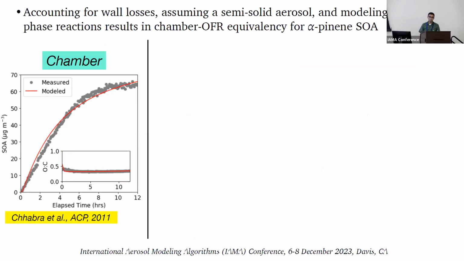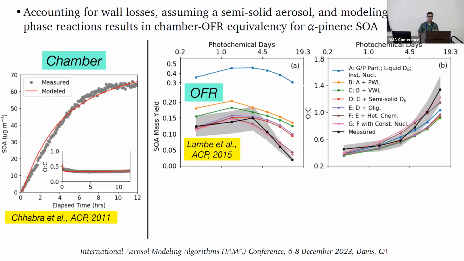So we first take some chamber data for alpha-pinene photooxidation, and we use the SOM-Thomas model to develop parameters that can reproduce both the SOA mass concentration and the O2C data in a chamber. Okay, we then take those same parameters and try and predict the SOA mass yields in a flow tube as a function of photochemical age. So what you see here are some model predictions compared against measurements shown in black. So if you look at model A, where we assume a liquid particle and only gas phase chemistry, we overestimate the SOA mass yield by several factors.